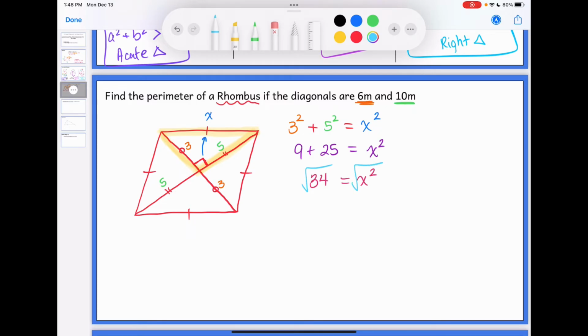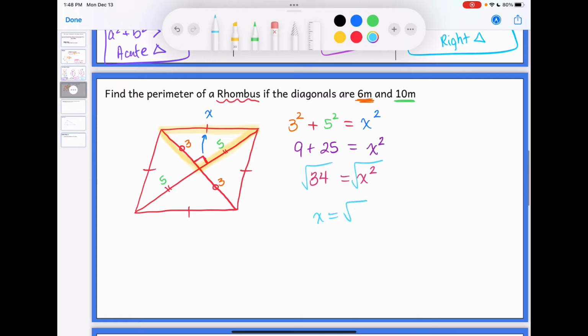Ooh, 34. 34 is 17 times 2. 17 is prime. 2 is prime. No perfect squares hidden in there. So I'm just going to leave it as radical 34, right? Now, technically, we could write the plus or minus in our work and know that the negative doesn't make sense, right? So it's got to be positive radical 34. So x equals positive radical 34.